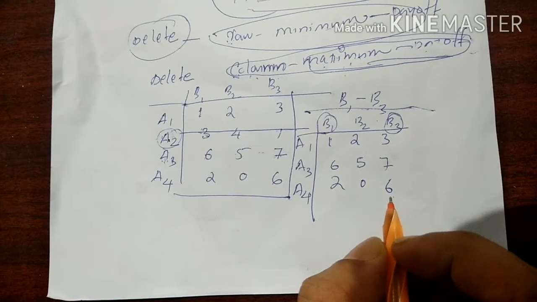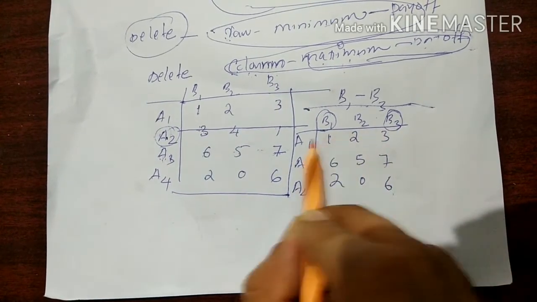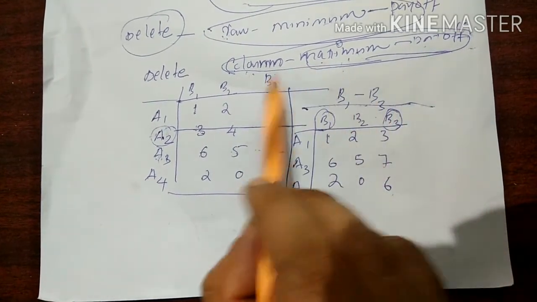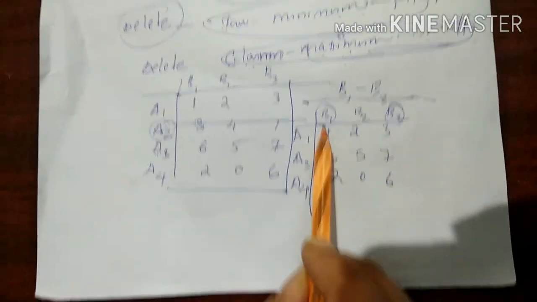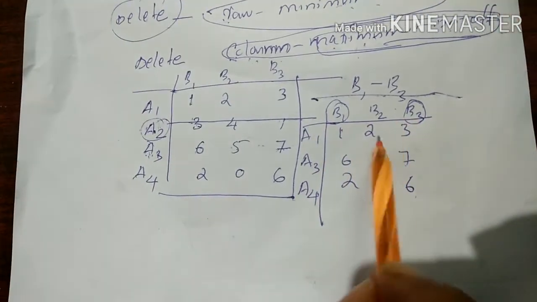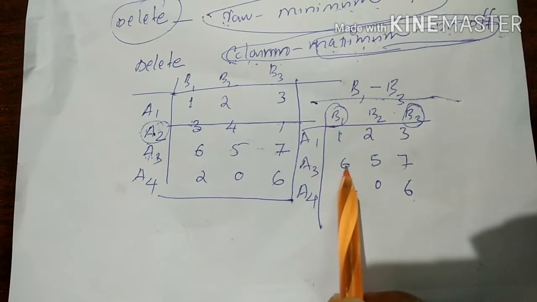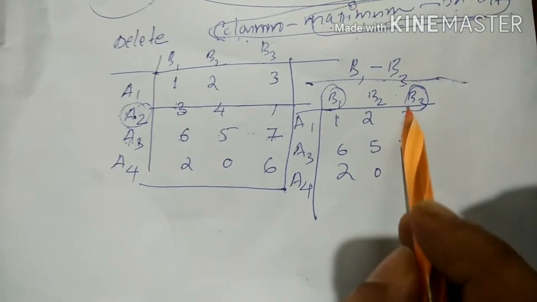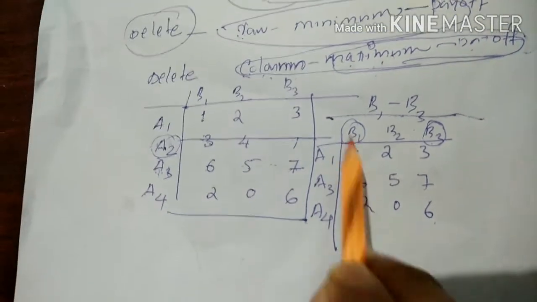B1 and B3. സോ നമുക്ക് B1, B3 കോളംസ് ഒന്ന് കമ്പയർ ചെയ്യാം. നമുക്കറിയാം കോളം കമ്പയർ ചെയ്യുന്ന സമയത്ത് വി നീഡ് ടു ഡിലീറ്റ് ദ മാക്സിമം പേ ഓഫ് കോളം. കമ്പയറിംഗ് B1 and B3, 3 ഈസ് ഗ്രേറ്റർ ദാൻ 1, 7 ഈസ് ഗ്രേറ്റർ ദാൻ 6 and 6 is greater than 2. So all the values in the column B3 is greater than or equal to the values in the column B1.